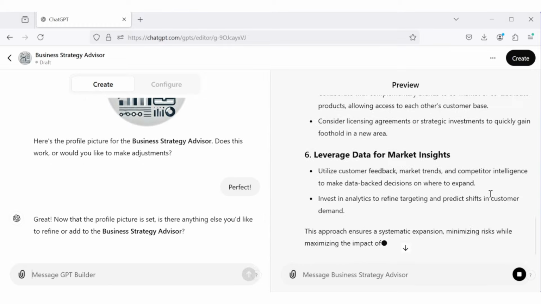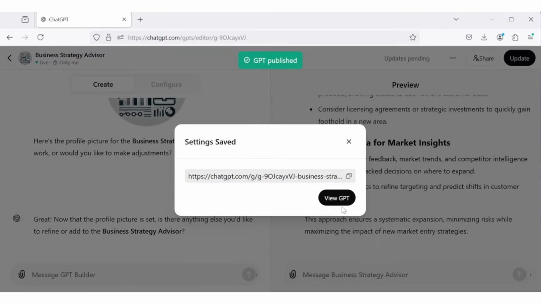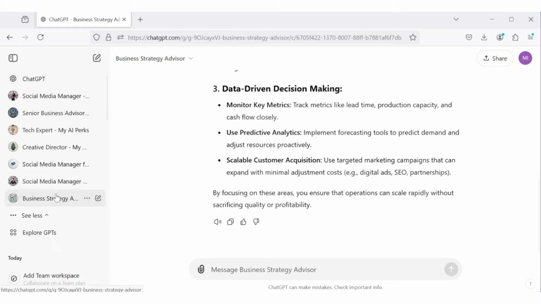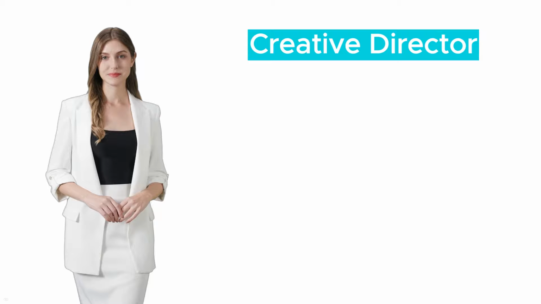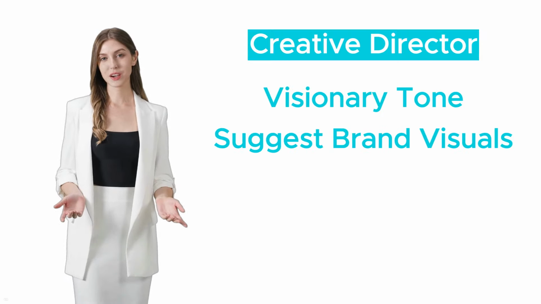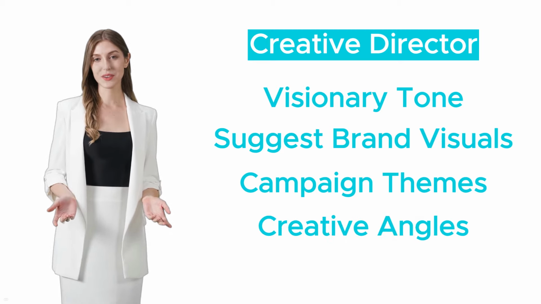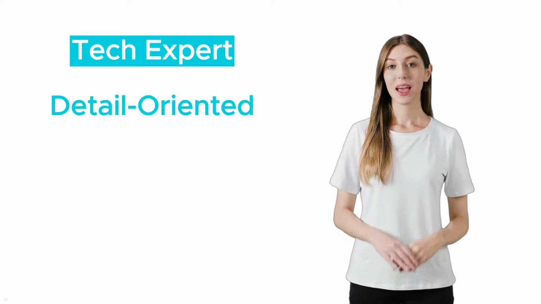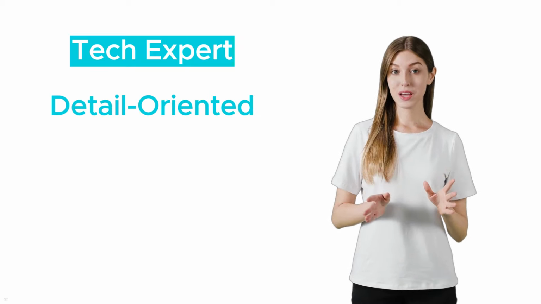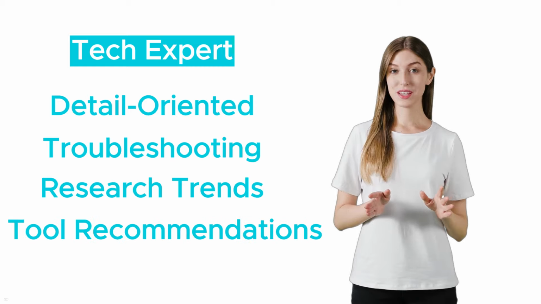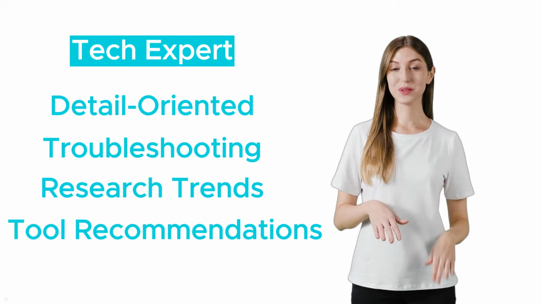Once you have this framework set up, creating other roles becomes super easy. Just adjust the personality and instructions based on what you need. For example, for a creative director, use a more visionary tone. Ask it to suggest brand visuals, campaign themes, or creative marketing angles. For a tech expert, make the personality detail-oriented. Instruct it to provide troubleshooting advice, research the latest tech trends, or recommend the best tools for automation.